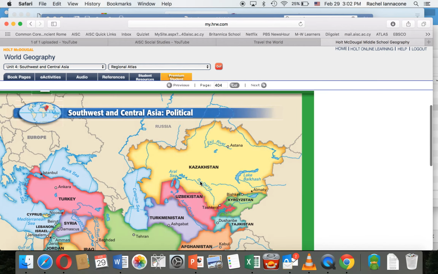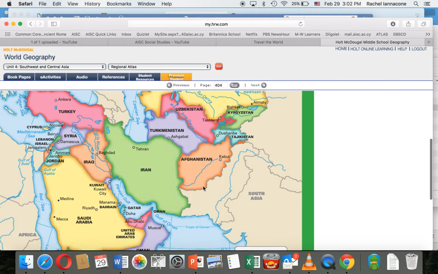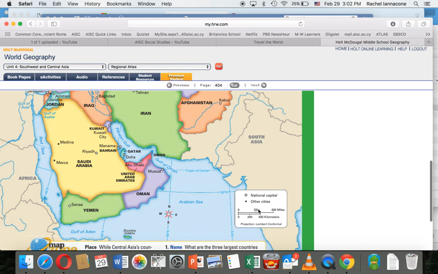The next page is going to be a political map. And on the political map, we have all the countries, and we can see the boundaries a little bit better. The countries are listed in capital letters, and the capitals are then in regular print. Other big cities are also noted, like Mecca and Medina in Saudi Arabia, but the capital is Riyadh.